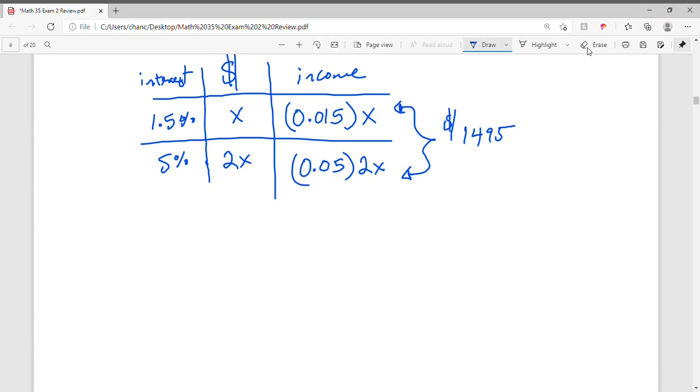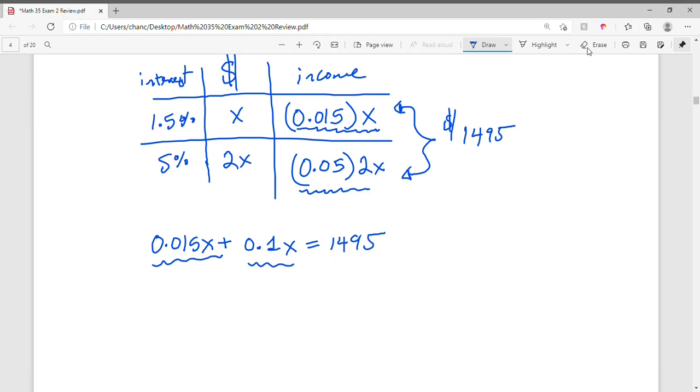We could come up with an equation. We can say that 0.015x plus 0.1x is equal to 1495. Now, what did I do? I took this amount and put it right here and multiplied this out. 0.05 times 2x is 0.1x. And that should add up to the total income of $1,495.